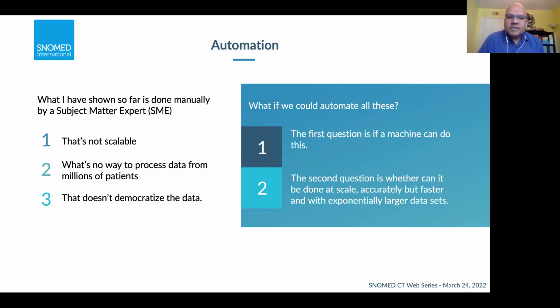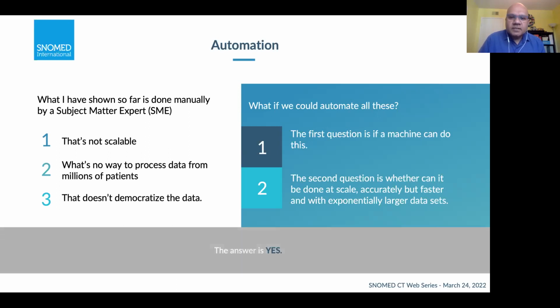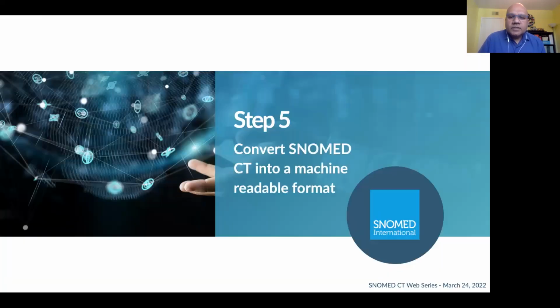So the two questions that I'm basically asking myself are, can a machine do this, and second, can the machine do this at scale, meaning that it can do it accurately, but also faster with exponentially larger data sets? And the answer is yes. So let's take a look at how we can do that. Now we are really looking into the computational aspect of machines, and how we can actually build a system like that. The starting point is to take all these relationships and convert them into a machine readable format.